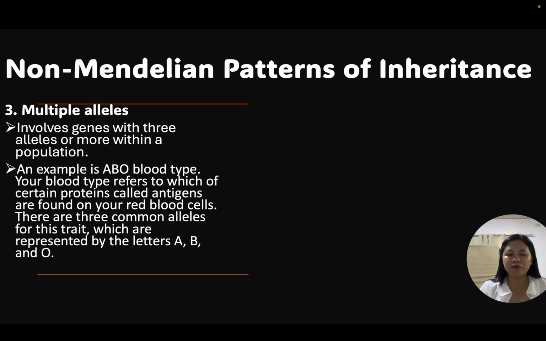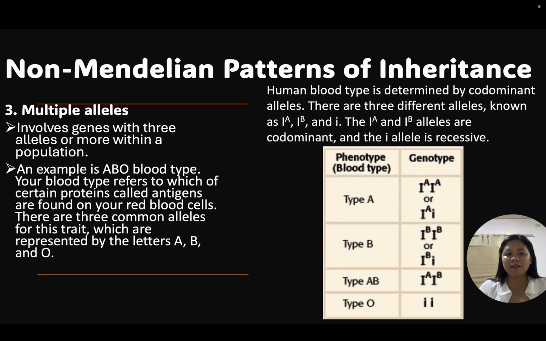Next, non-Mendelian pattern of inheritance is the multiple alleles. Okay, so it involves genes with 3 alleles or more within a population. So an example daw is ABO blood type, na-mention na siya kanina. Your blood type refers to which of certain proteins called antigens are found in your red blood cells. There are 3 common alleles for this trait which are represented by letters A, B, and O. So human blood type is determined by codominant alleles.